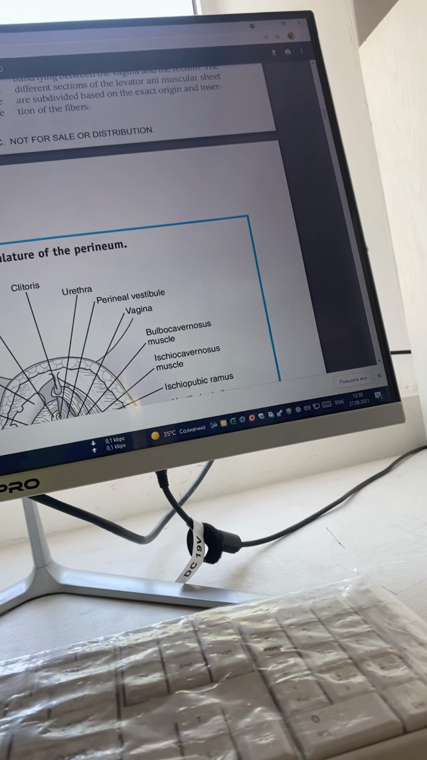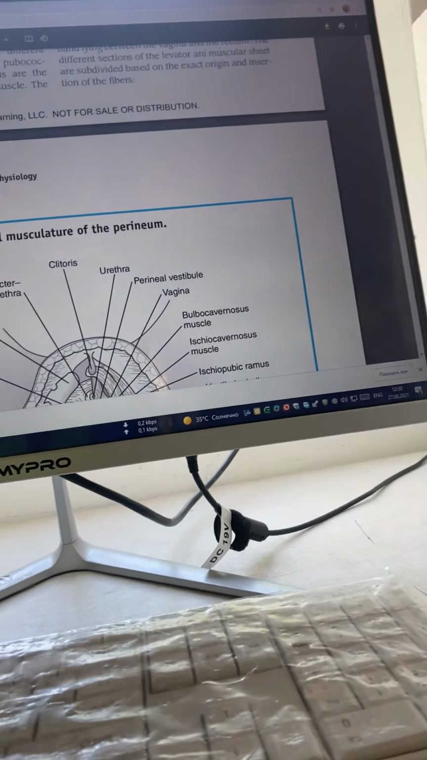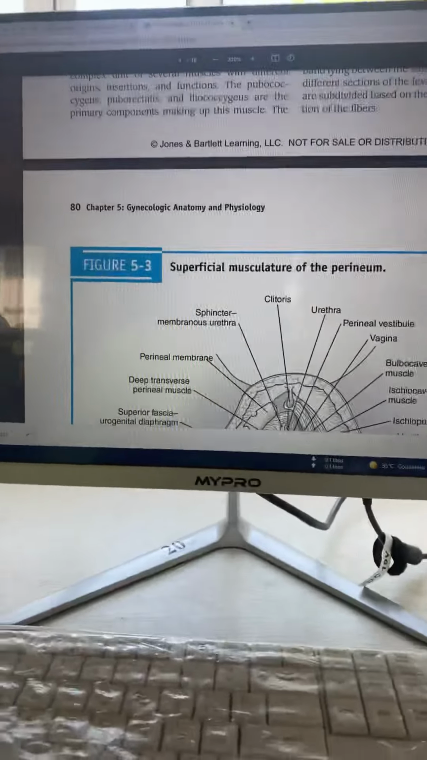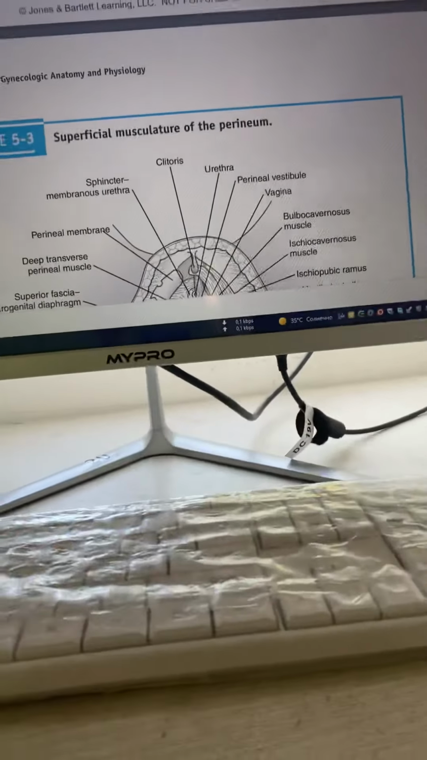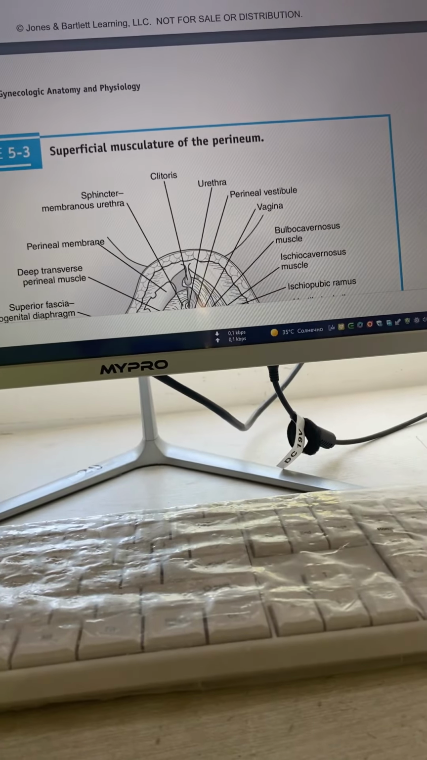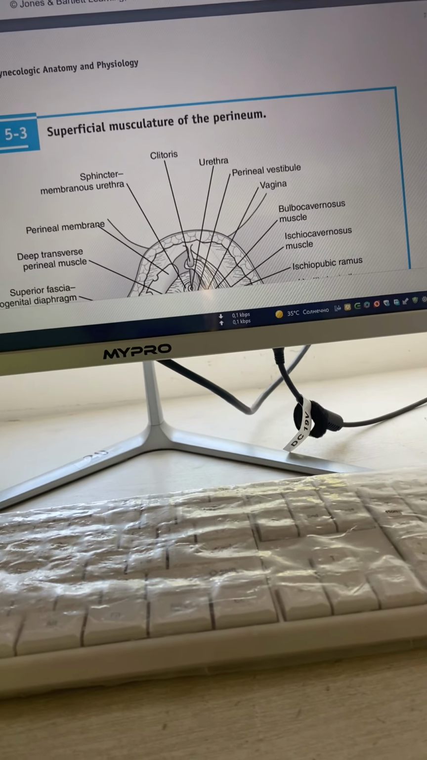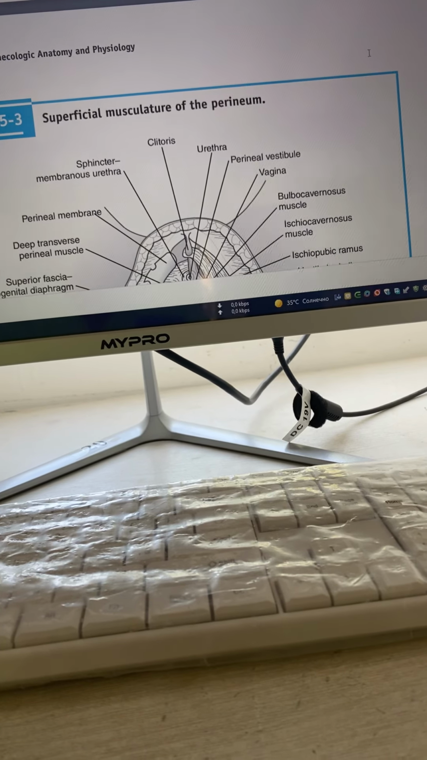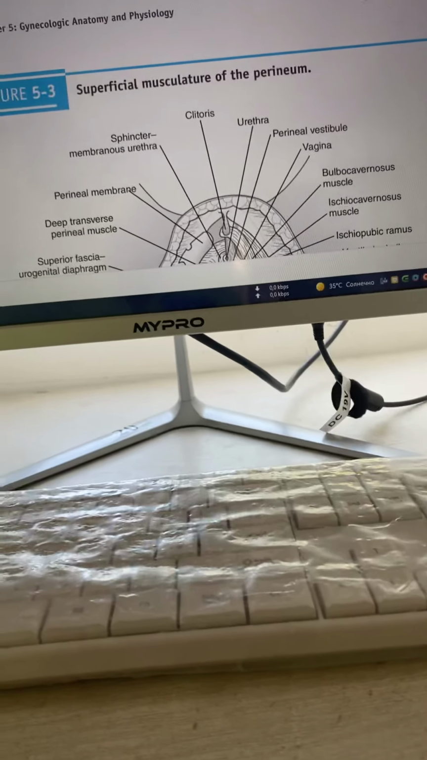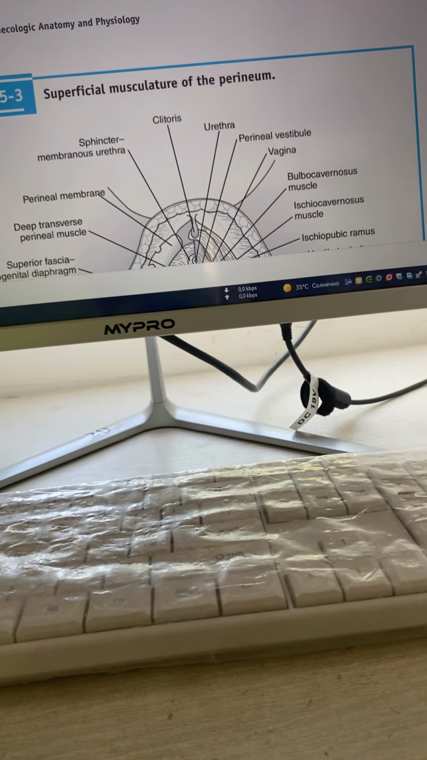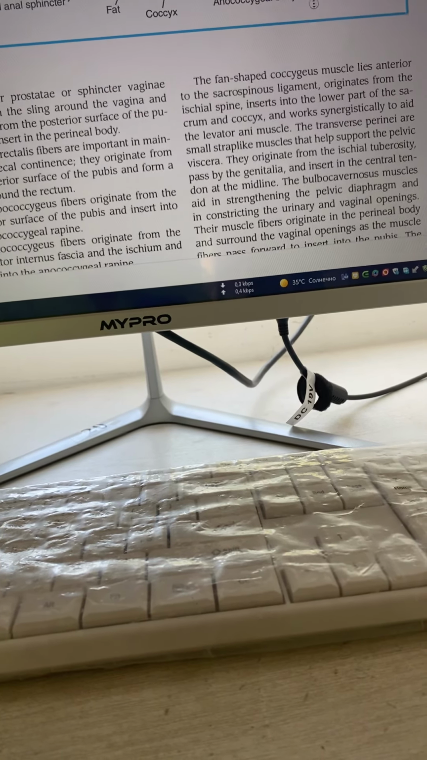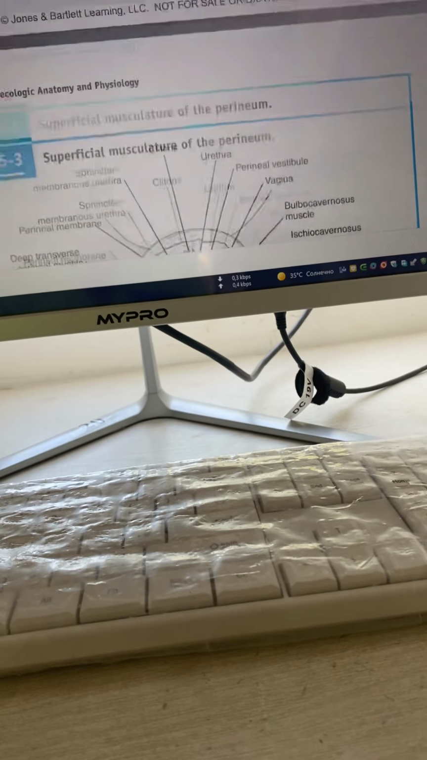How many pages are there? 5, 6, 7, 18. Oh, great. Oh no.